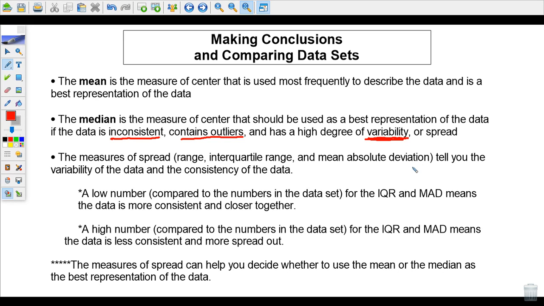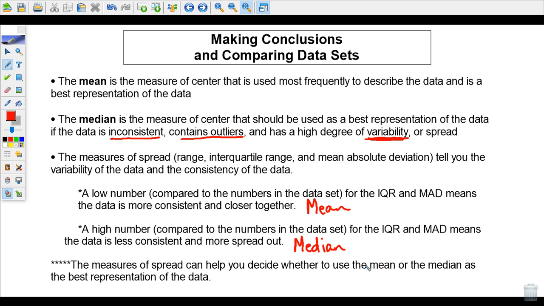So if you get a low number when you calculate those, and again, this is compared to the rest of the numbers in the data, if it's a low number for the IQR, the interquartile range, and the mean absolute deviation, it means that your data is consistent, that it's close together. So in this case, you could use the mean as a best representation. Now, if you calculate these and you get a high number for the IQR, a high number for the mean absolute deviation, or even just one or the other, it tells you that it's not as consistent, that it's more spread out, that the mean could be skewed. So in this case, you would want to use the median as a best representation.